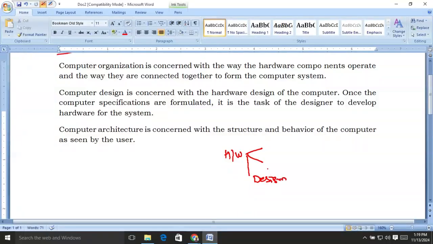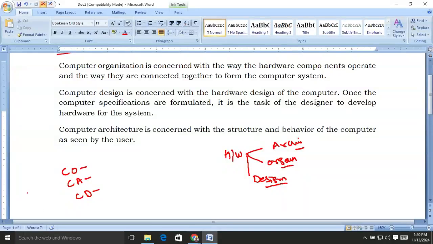The second one is the organization of the hardware. The third one is the architecture of the hardware. The design is one of the fundamentals, then how these components are organized, and the final one is the architecture. So the hardware subjects, especially in computer science, are divided into computer organization, called the CO, computer architecture, known as the CA, and computer design, known as the CD.